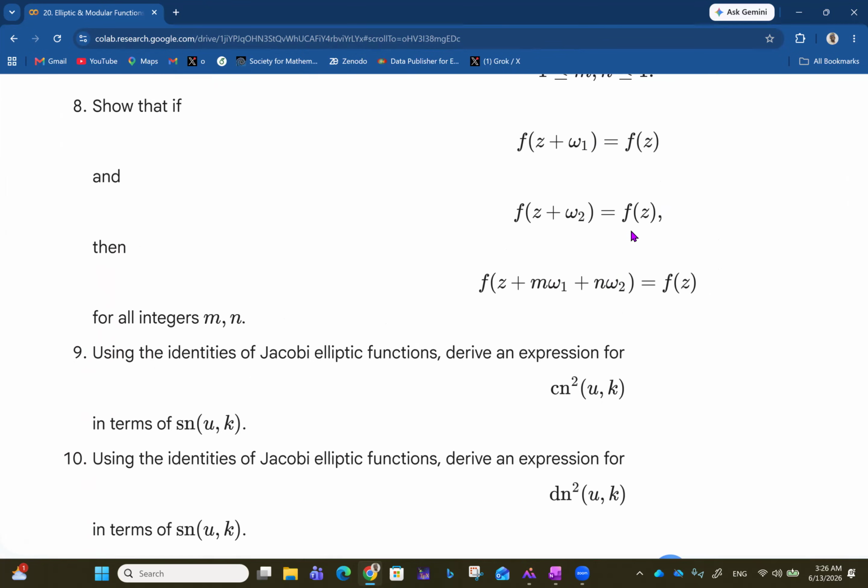So I'll be solving question 8. Show that f of z plus omega 1 equals f of z, and f of z plus omega 2 equals f of z. Then f of z plus m omega 1 plus n omega 2 is equal to f of z for all integers m, n. So we'll be taking care of that.